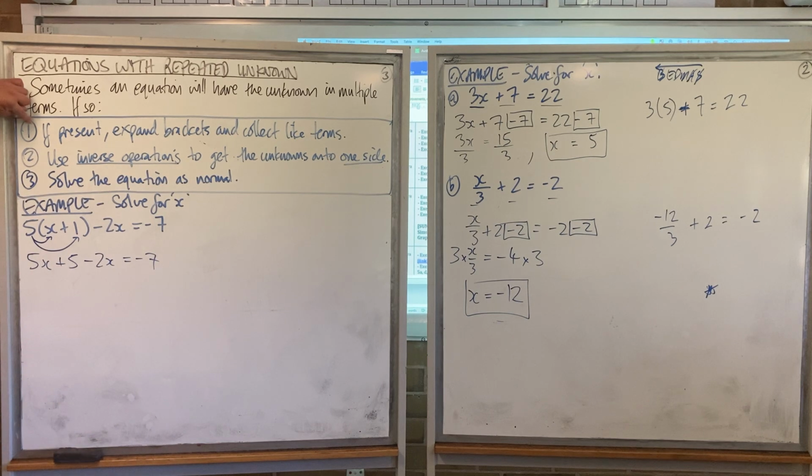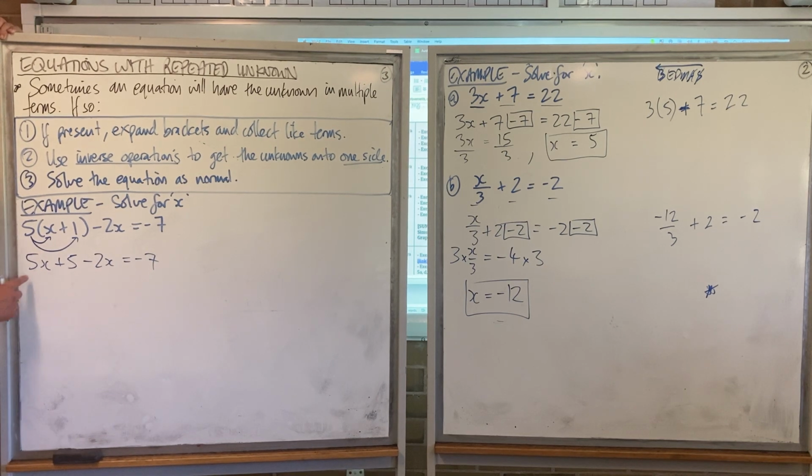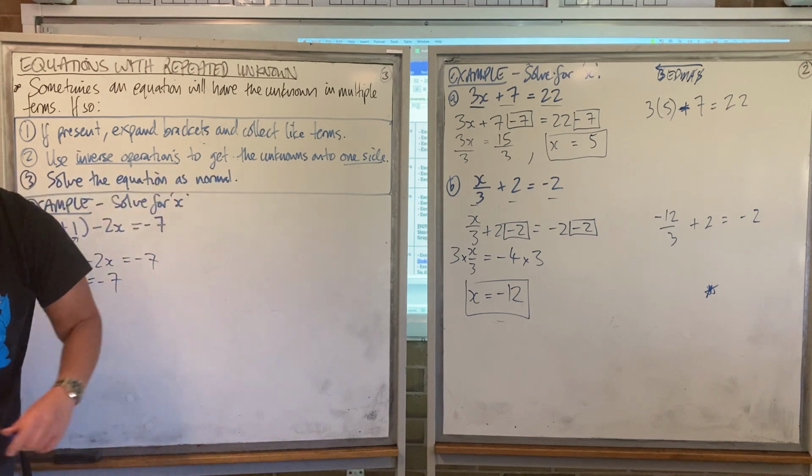Did I just expand brackets if they were present? Can I collect like terms? How many x's do I have here? 5. And I'm taking 2 x's. If I've got 5 bananas or x's, and I take 2 bananas, how many bananas do I have? 3. I have 3 x's. I didn't do anything to the plus 5. Take 7. Now we have literally the same situation as on board 2.